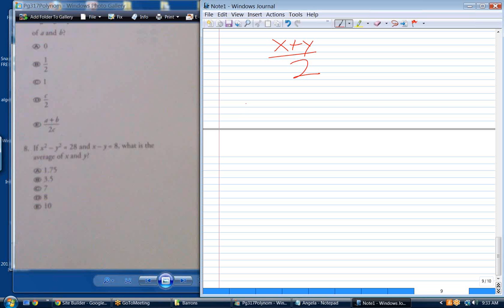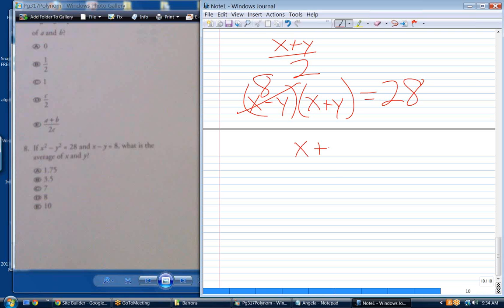So if I factor x squared minus y squared, I get (x minus y) times (x plus y). And if that's equal to 28, and then they tell us that x minus y is equal to 8, then x plus y equals 28 divided by 8. And I'm looking for (x plus y) divided by 2.